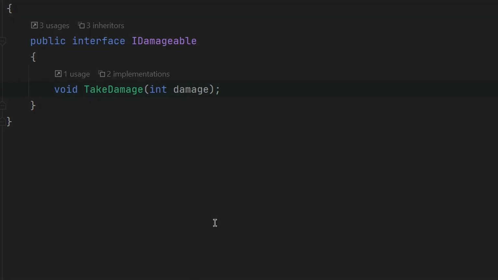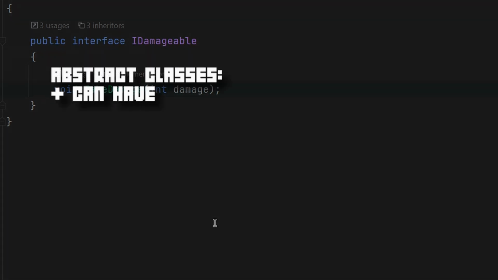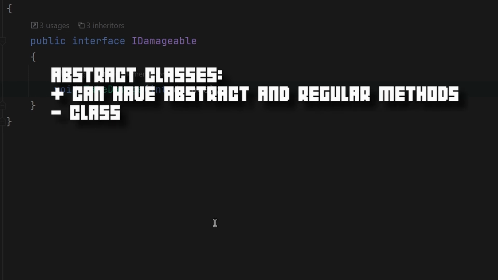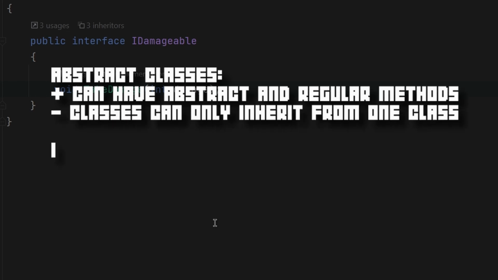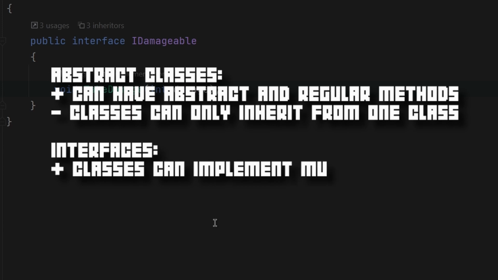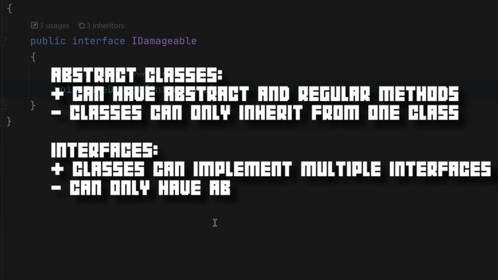So finally, let's talk about what is the difference between abstract classes and interfaces and when to use which. So unlike interfaces, abstract classes can have both abstract methods and regular methods, while interfaces can only have abstract methods. A class can inherit from multiple interfaces, but it cannot inherit from multiple classes. Those are essentially the two key differences of those two.